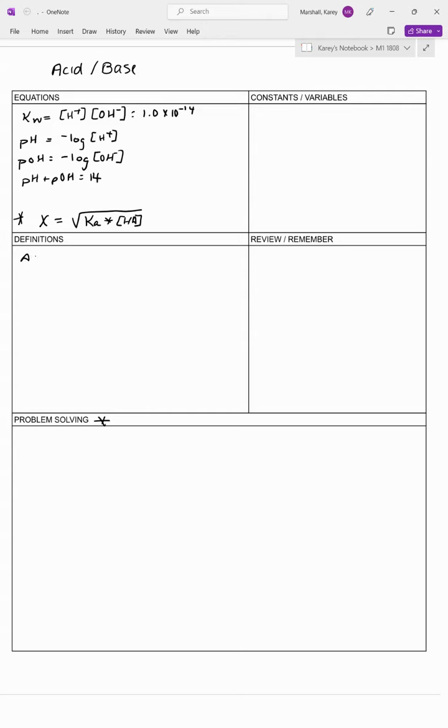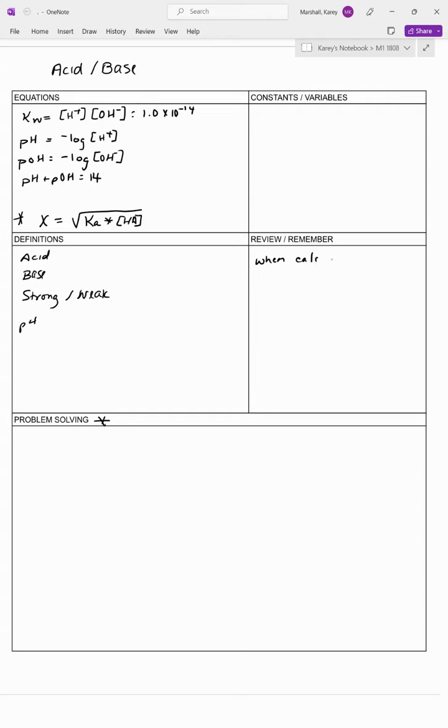Now, definitions. You should define acid and you should define base. You should know the differences between the strong and the weak of acids and bases. Also, we have a limited number of strong acids. Make sure to have those ready for quick reference, as well as strong bases. You should also define pH. Couple of things to review or remember.